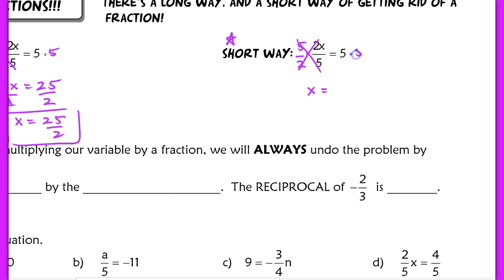On the other side, I need to make sure I also multiply by the reciprocal. Sometimes students will just multiply on one side and forget to do it on the other, so make sure you remember to do it on both sides.